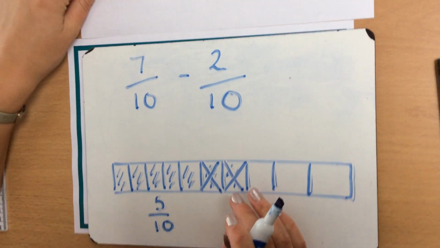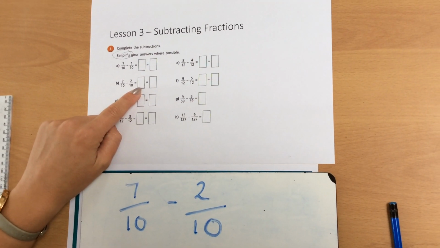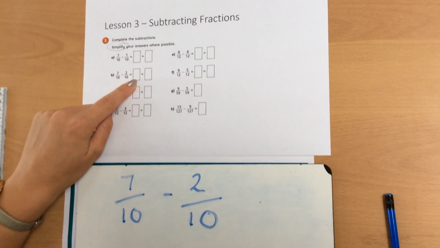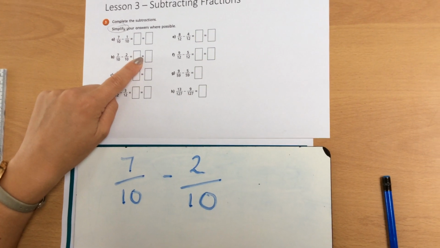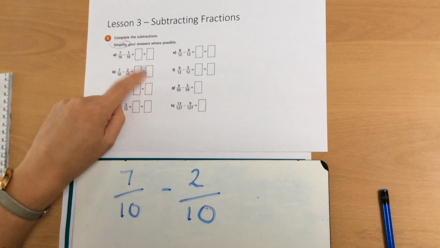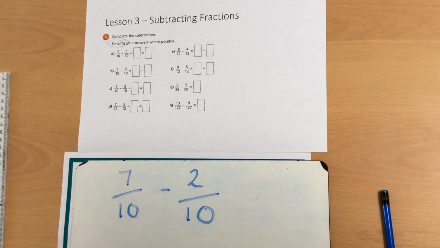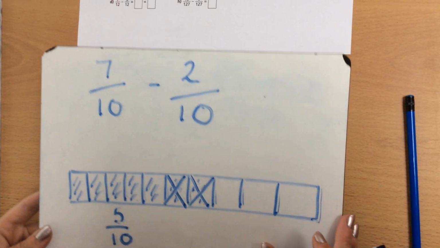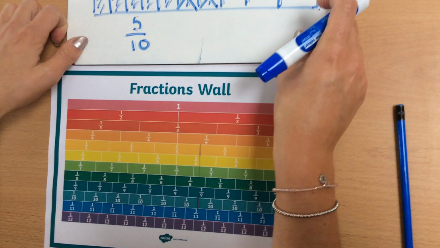So then on activity B, you can now fill in on the first box 5 tenths. But we've got our little sneaky equals sign there. We have to simplify it again. So something that is equivalent to 5 tenths. So I'm going to get out my trusty fraction wall.